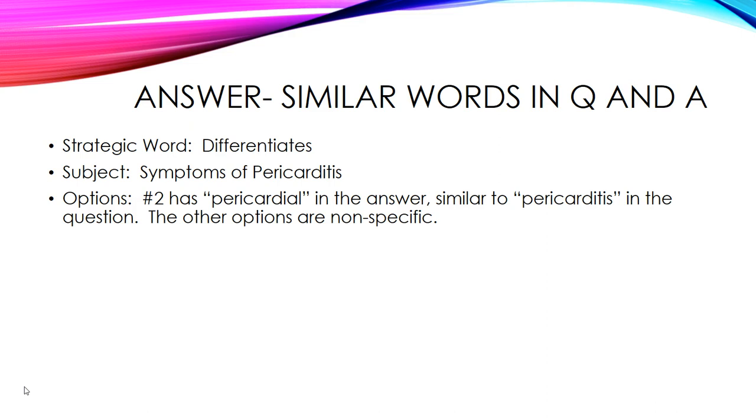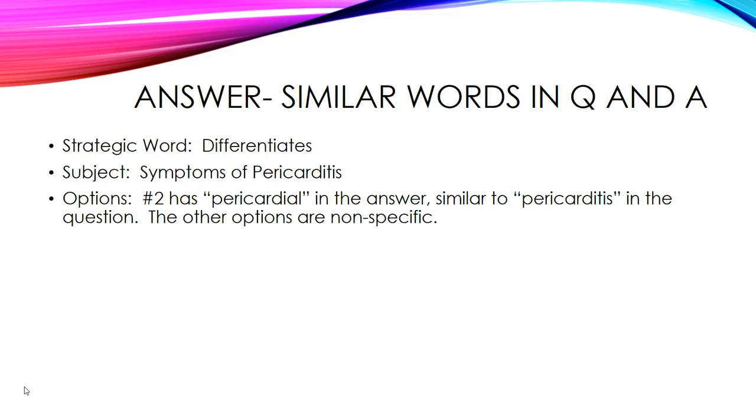So the strategic word in this case is differentiates. And this also kind of goes back to that tuberculosis question, which one is the best? The sputum culture, because that was most specific to the problem. It's going to tell you whether they have tuberculosis versus just a bronchitis, for instance, or a pneumonia. So it's more specific. Differentiates means it's looking for something specific related to it.